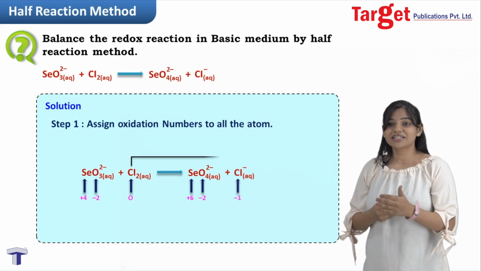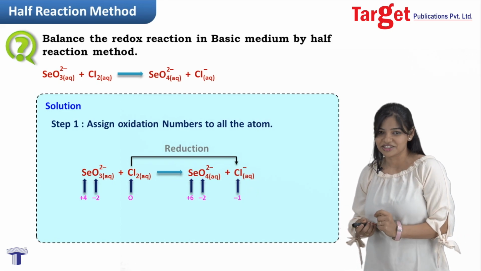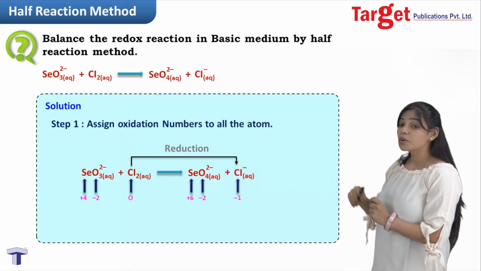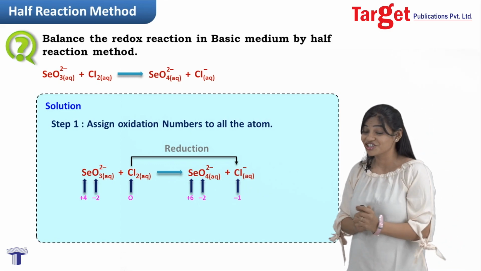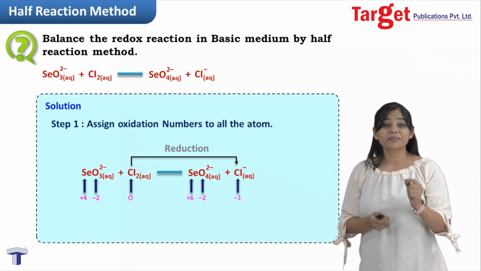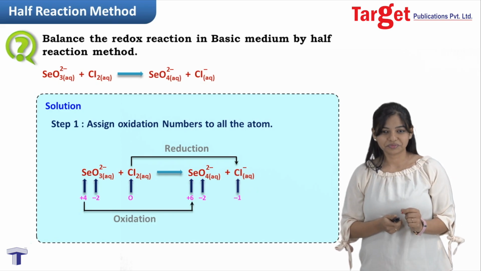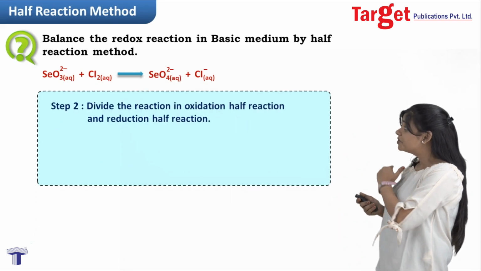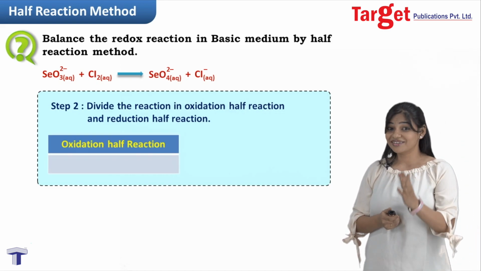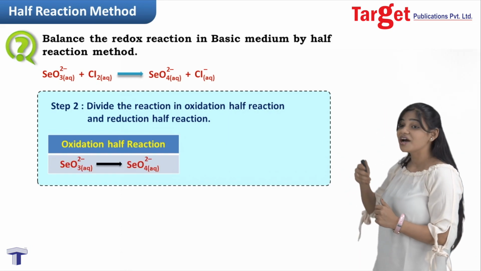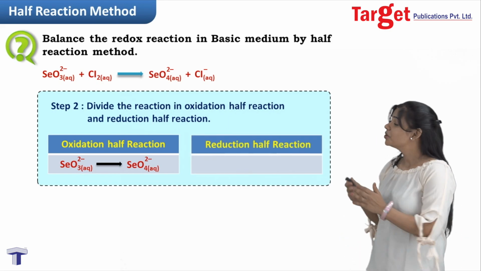Students, the next step is to identify whether it's a reduction reaction or an oxidation reaction. So here chlorine is going from 0 to minus 1, hence we can say it is a reduction reaction. Whereas selenium is going from 4 to 6, so we can say it's an oxidation reaction. Our next step will be to distribute the reaction into two different reactions, that is the oxidation half reaction and the reduction half reaction. So the oxidation half reaction is the selenium reaction and the reduction half reaction is the chlorine reaction.